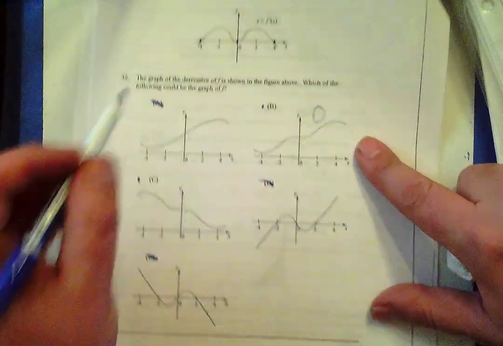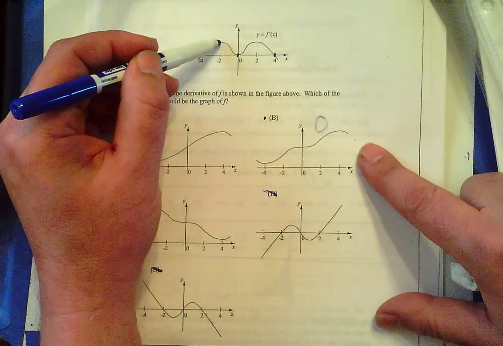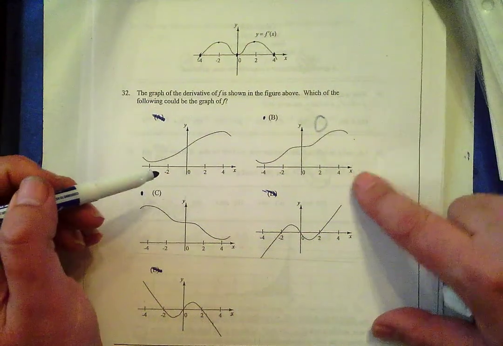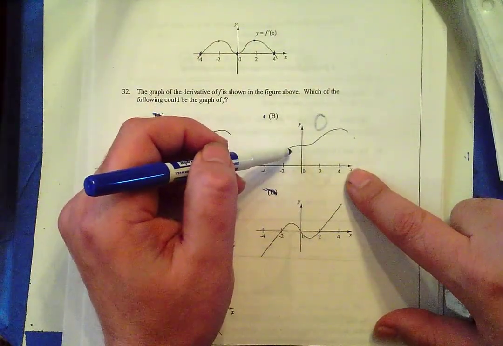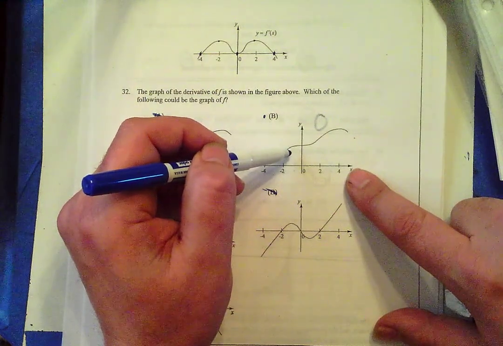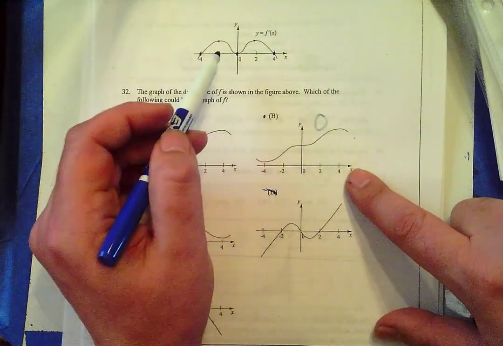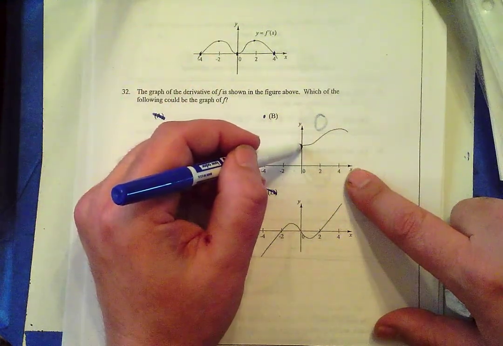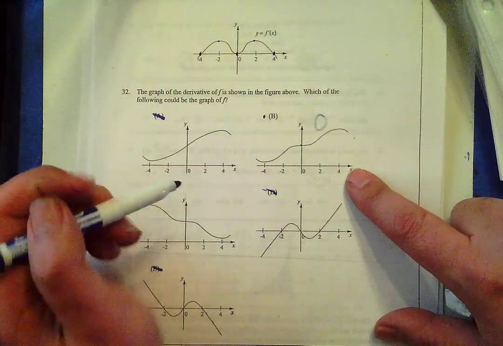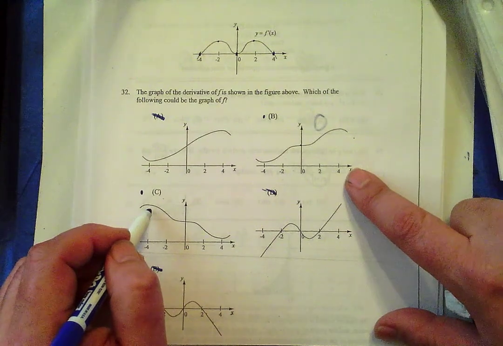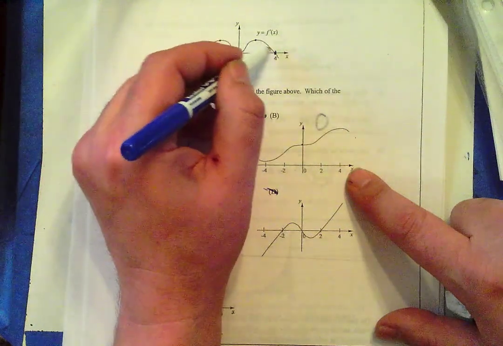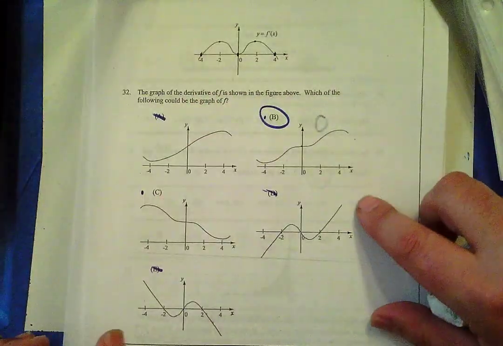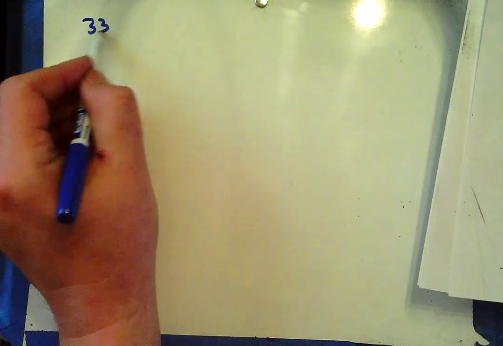Now, what else do I know? I have inflection points at -2 and +2. At -2, I go from concave up to concave down. And I have an inflection point at 0. Don't I have that here as well? Oh, but look, this f prime is above the x-axis, so f must be increasing, so B is my answer to number 32. Okay, 33.